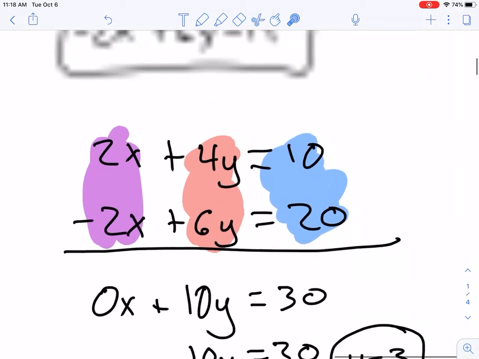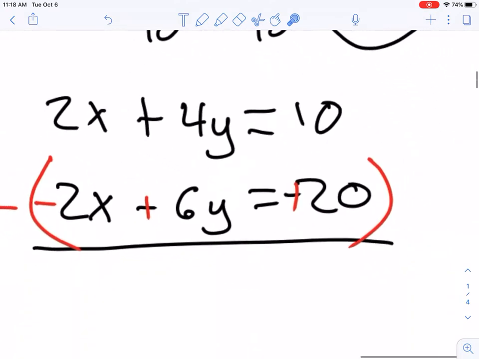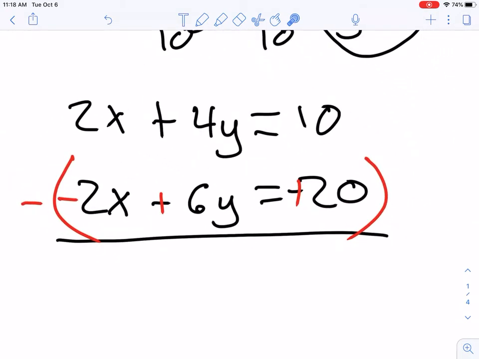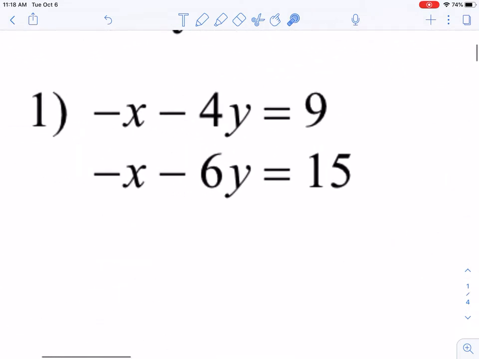So up here I could just add both equations and it would eliminate. But down here, I would need to actually subtract my bottom equation so that it would eliminate. So that's what we're going to be identifying up here.